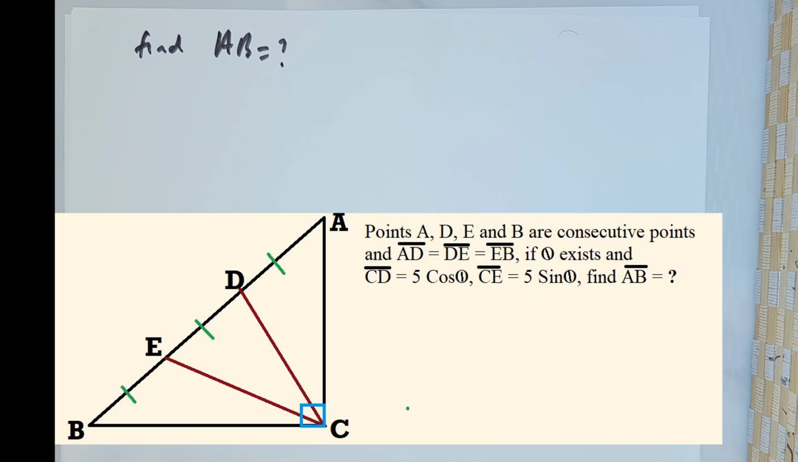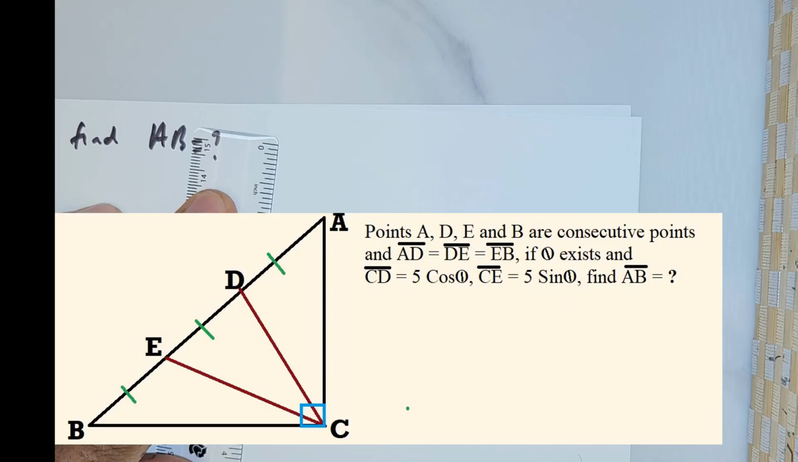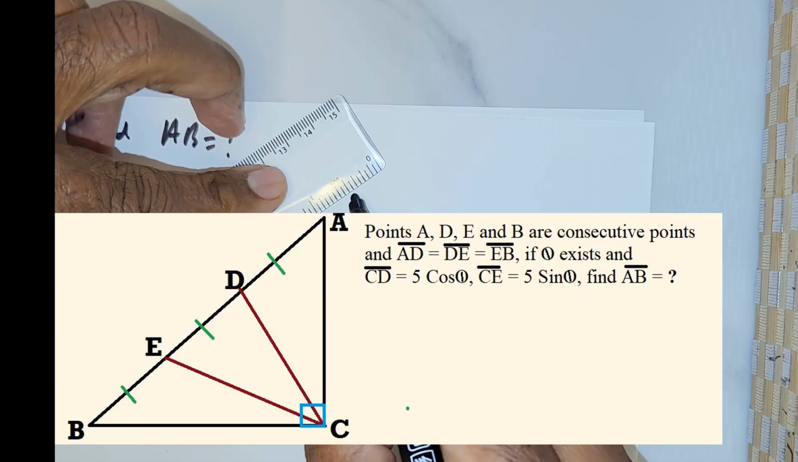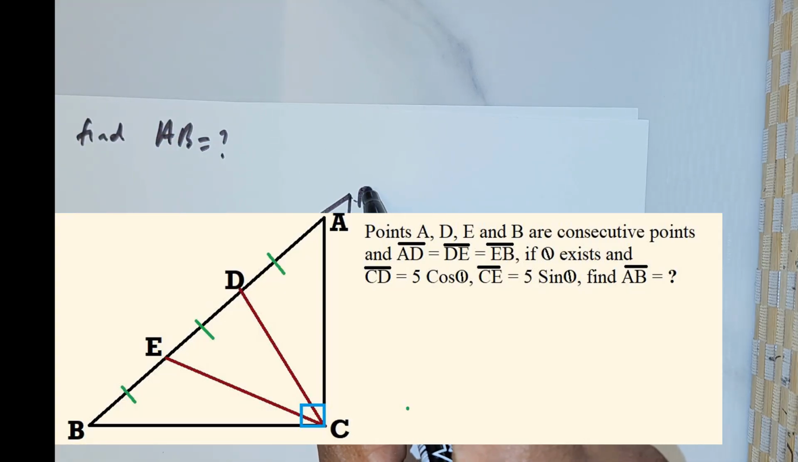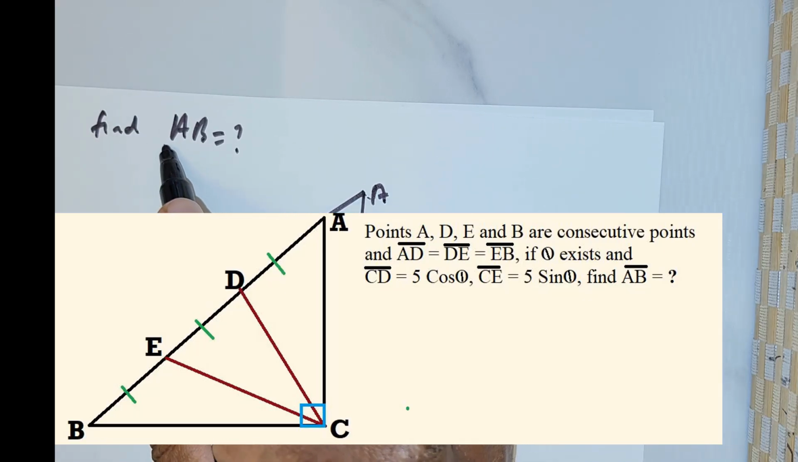Good day everybody, we have a lovely question. Foremost, let me draw the triangle. Okay, so this is A, B, C. We need to get AB. This is a right triangle.